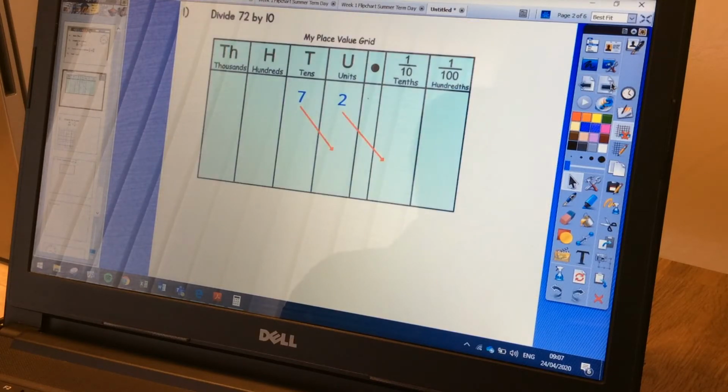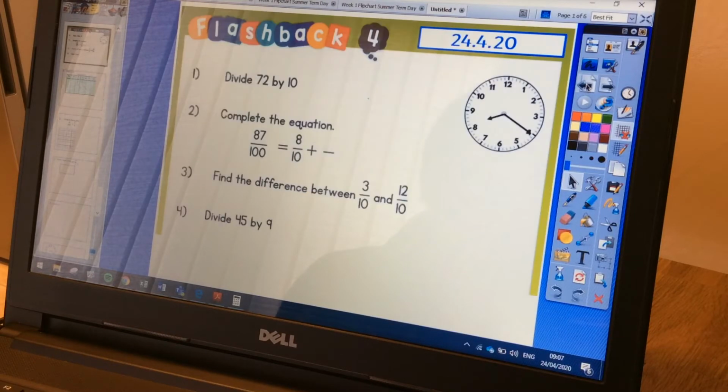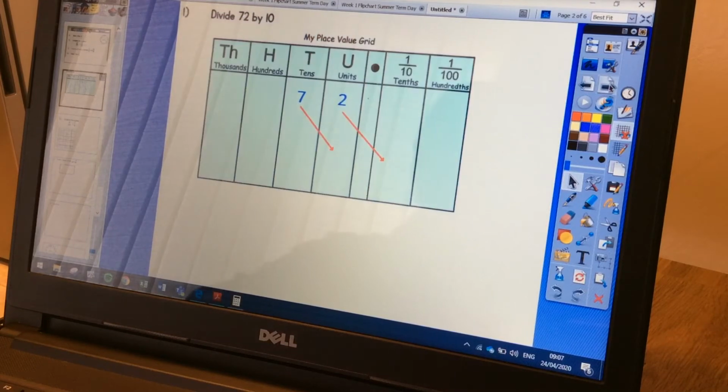So you have pressed play again, and we are going to go through our Flashback 4 answers. Question number 1 was dividing 72 by 10. We had a look at dividing by 10 and 100 earlier on in the week. Remember, when we are dividing numbers on a place value grid, our numbers move one place to the right because our numbers are getting smaller.